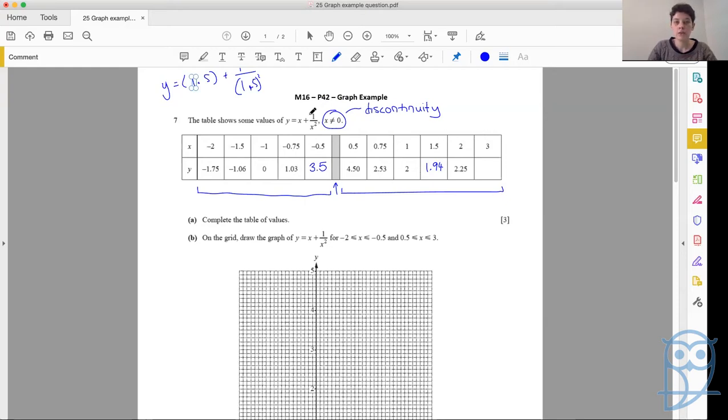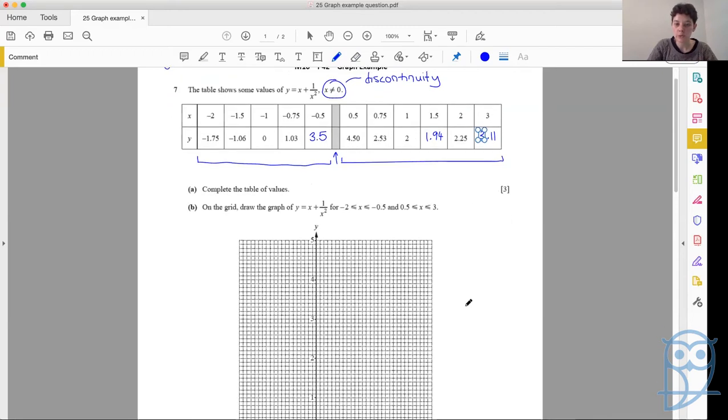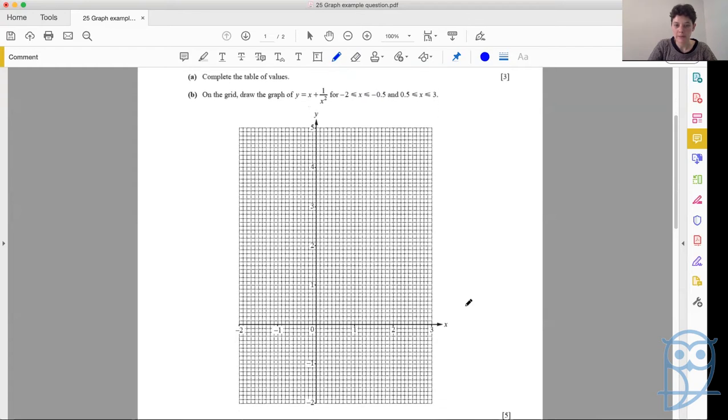Okay, so if we do the same thing, if we take out our 1.5 and replace it with our last value of 3, then our answer to 2 decimal places is 3.11. So now we've got all the x values and all the y values. Next is to plot each point with an x. And here you go with your graph paper.